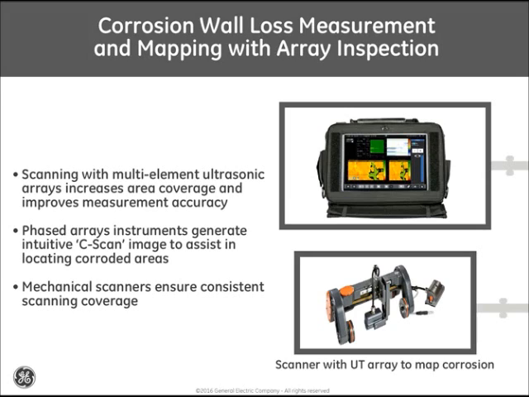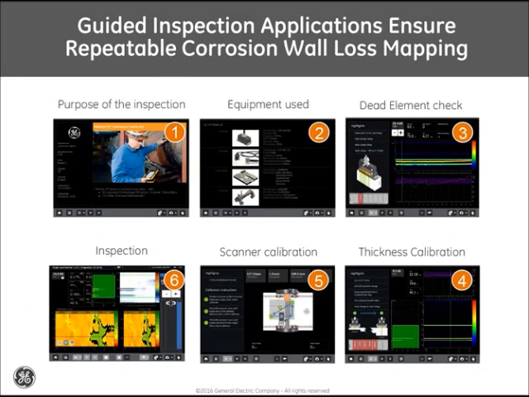Another distinct advantage of using a corrosion imaging solution is that you are ensured of 100% coverage of your suspect area compared to taking individual spot thickness readings. Oftentimes, mechanical scanners are used to ensure consistent scanning coverage, where the ultrasonic transducer is placed within the scanner, and the scanner is simply moved over the component, and you paint that image. Next slide, please.